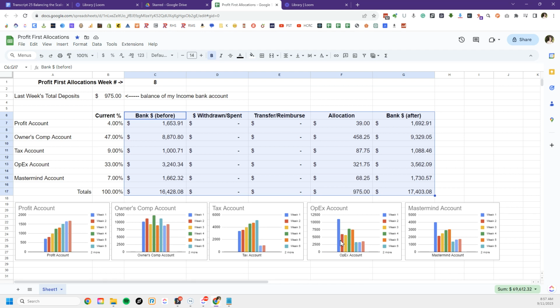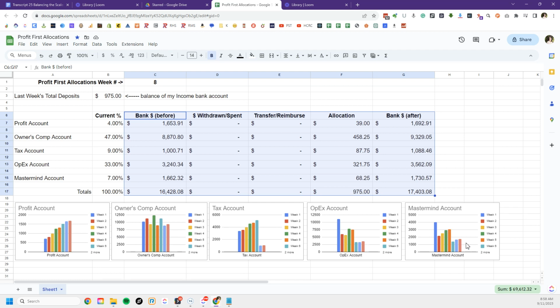And then OpEx, this is always up and down, up and down, up and down, because this is just a function of timing of when allocations have gone in, money goes up, and then I constantly have payments that are being made. So this balance always goes up and down.